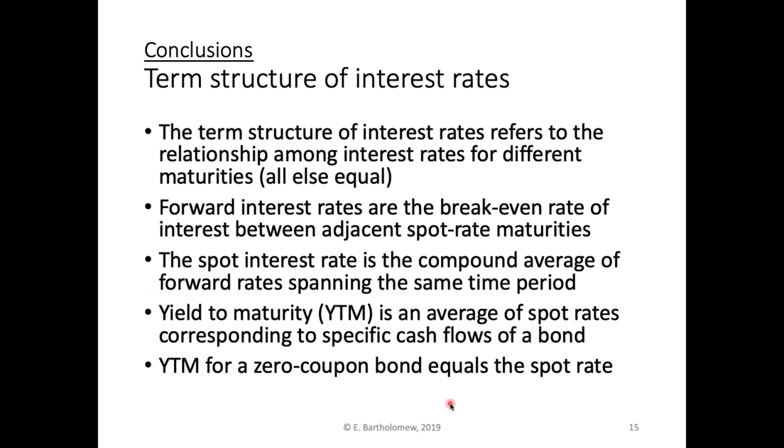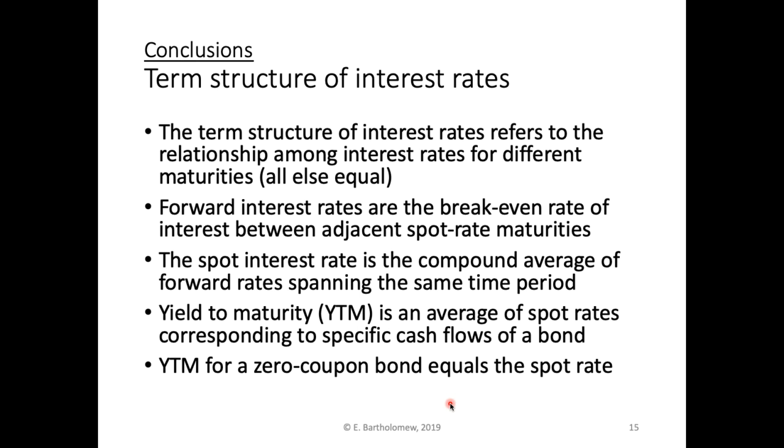So that's it. Let's finish up with some conclusions on the term structure of interest rates. The term structure of interest rates, remember, refers to the relationship among interest rates for different maturities, all else equal. So currency, issuer, credit, all of those would be equal. We're just looking at differences due to the maturity. The forward interest rates are the break-even rate of the interest rates between adjacent spot maturities. And the spot interest rate is the compounded average of forward rates spanning the same time period.